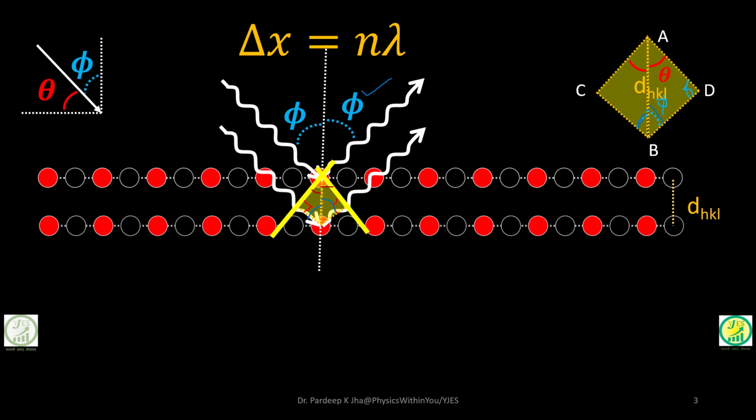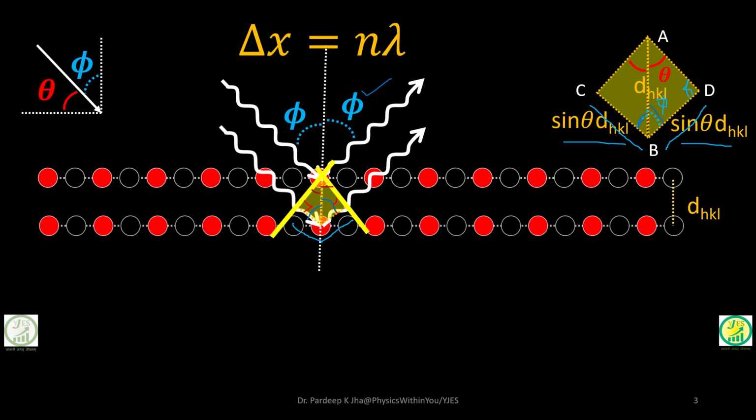So what is the path difference? The path difference will be this much. This is the path difference right now, so that's your CB plus BD. And you know this angle is theta. So what should be the value of this one? d_hkl is sin theta, whatever you say. So this is the value you got.